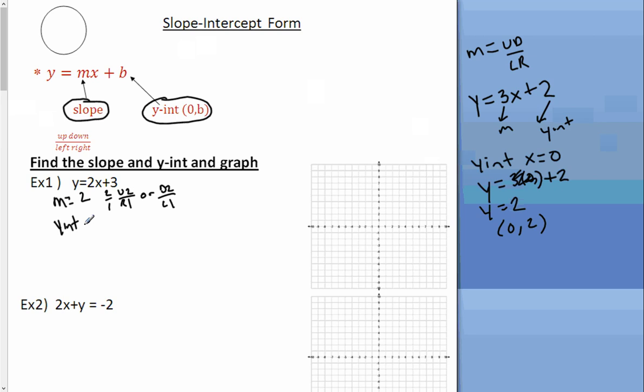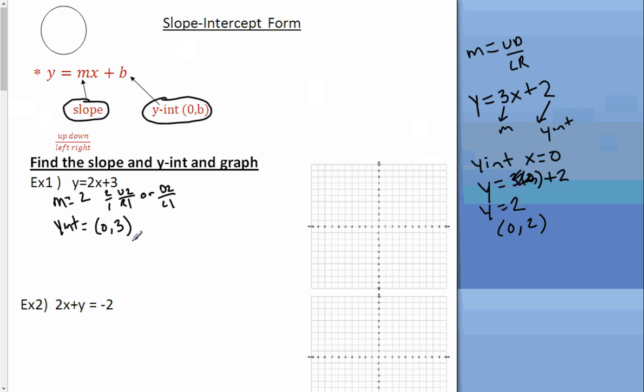Now my y-intercept is, if the equation is in this form, whatever this number is. So my y-intercept here has to be this 3. So my y-intercept is 0, 3. Now, because I have those two pieces, I have enough information to graph this very quickly. This is by far my favorite way of graphing because it's so quick to do. And by the time you're done with this chapter, I think you'll be very good at this. So let's do that. Starting point and directions.